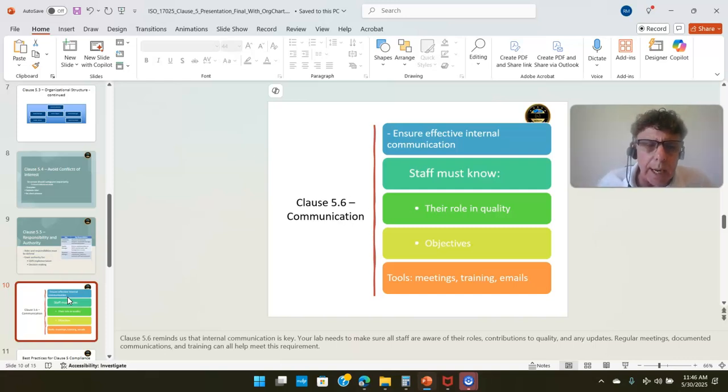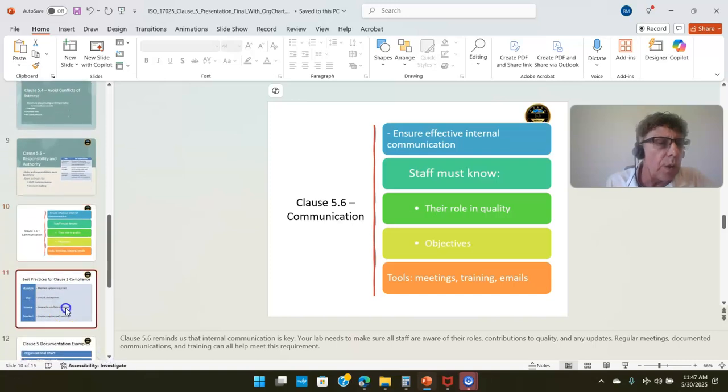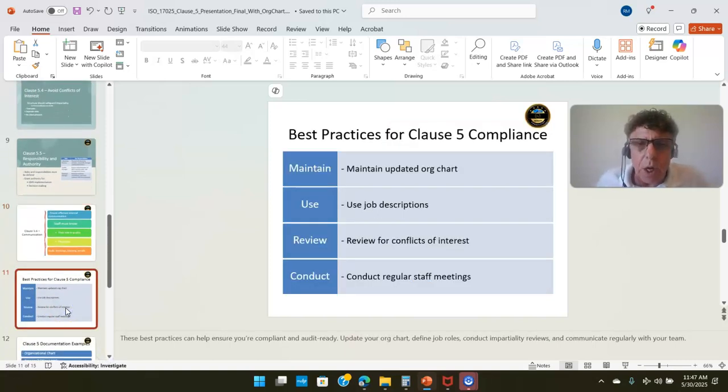But this is a good way to get employees to understand the quality management system, by having them read the quality manual and sign off on that. And you can also have meetings, trainings, emails to continually educate the personnel on the quality management system and laboratory operations as well. So we'll move on to slide 11, which is Clause 5 compliance best practices. I'm kind of reviewing here, summarizing. You want to maintain an updated organization chart.